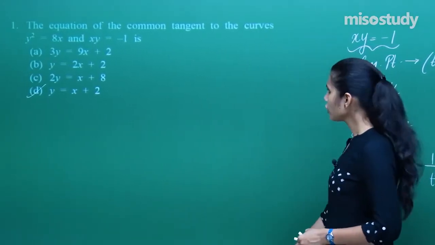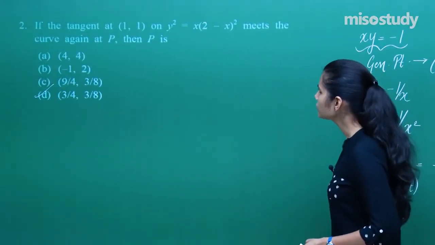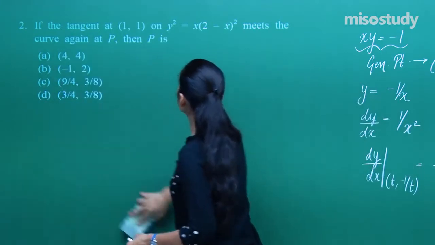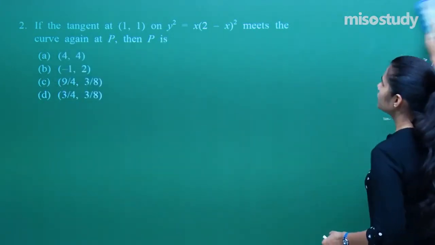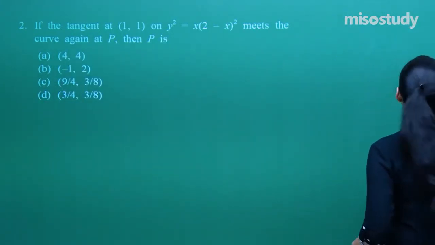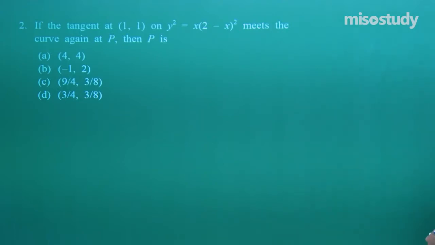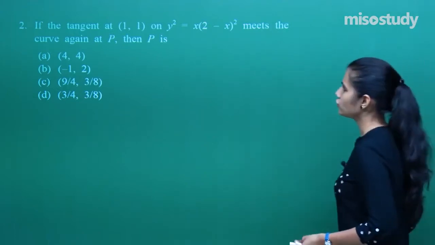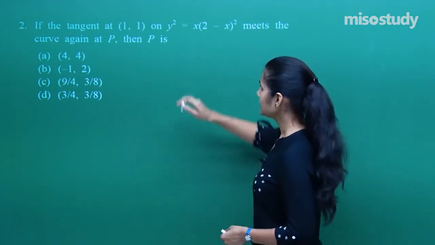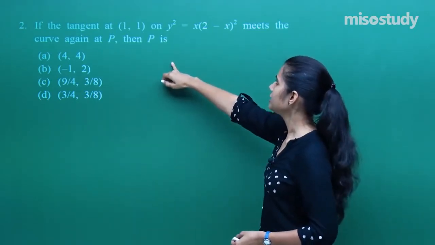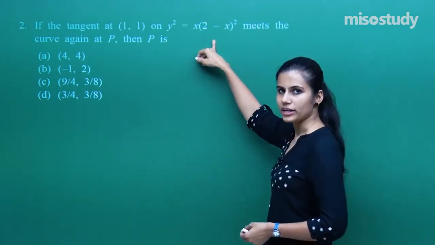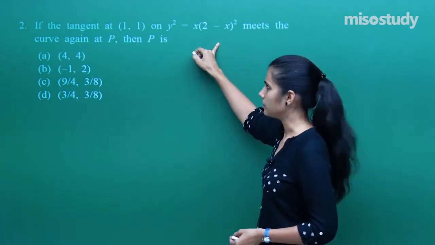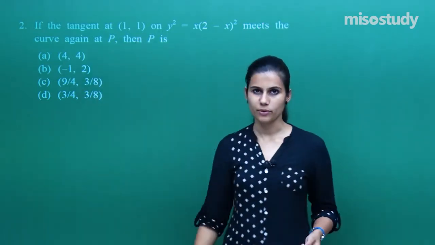Fine. Moving on to the next question. If the tangent at 1 comma 1 on this curve meets the curve at P, then P is which point? So I need to basically calculate the point P. It is a tangent at this point which is meeting this curve at a point P. So that point basically we need to determine. I know the point of tangency is 1 comma 1.